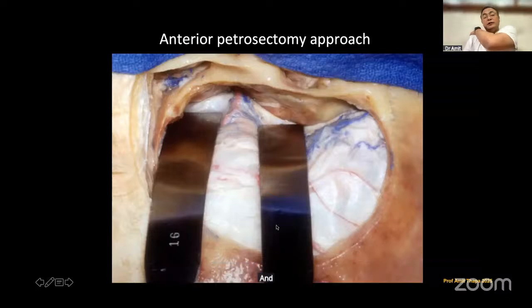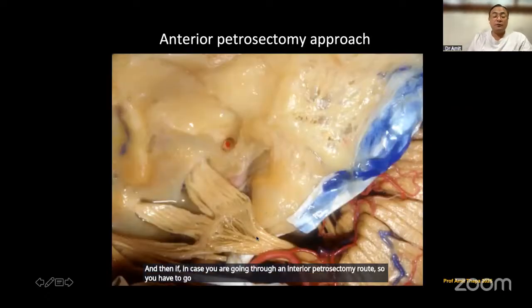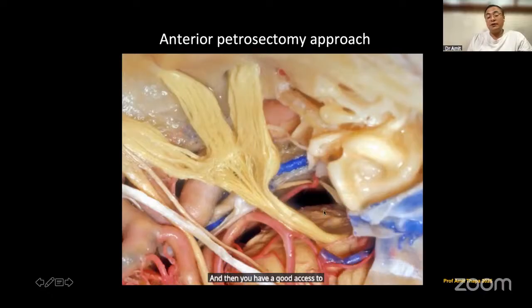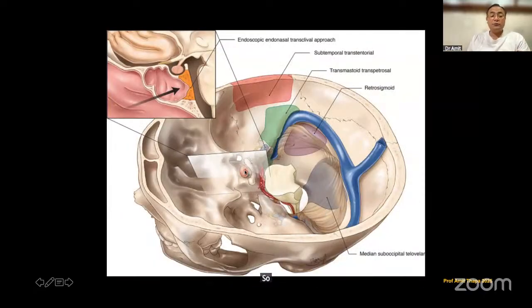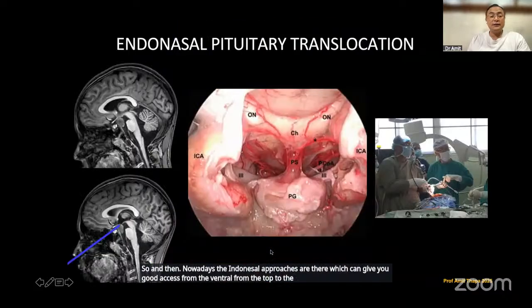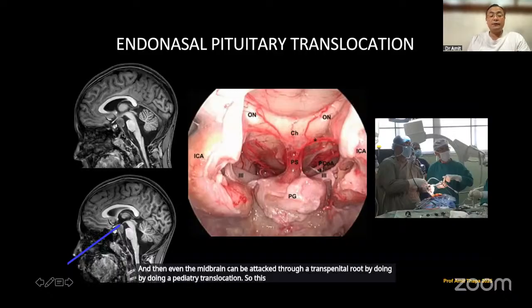And if you are going through an anterior petrosectomy route, you have to expose the 5th nerve roots, then open up the anterior petrous and drill the anterior petrous, trying to preserve the cochlea at all costs so as to maintain the hearing. And then you have good access to the midbrain and the pons. Nowadays the endonasal approaches are there, which can give you good access from the ventral side, from the top to the bottom, as we have discussed. And even the midbrain can be attacked through a transsphenoidal route by doing a pituitary translocation. This was a case of a hypothalamic hematoma, which was attacked endoscopically using this method.